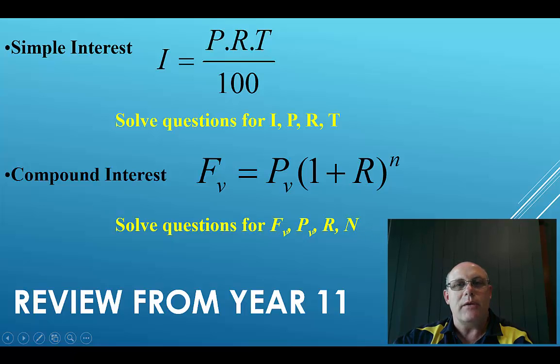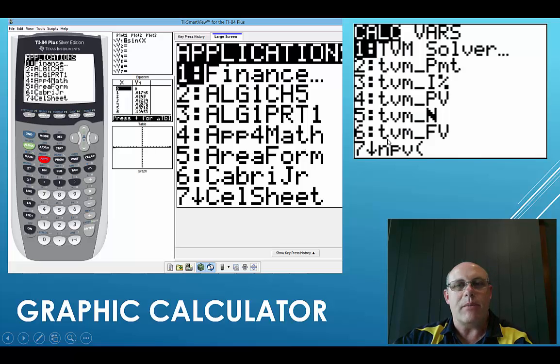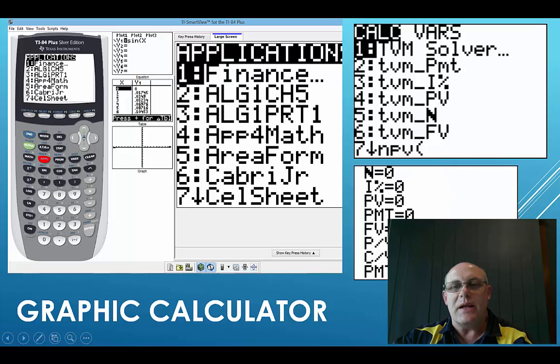Now, last year you would have used a formula and done it by hand. This year we're going to be using a graphics calculator. So if you don't have a graphics calculator, you're going to need to order one pronto, and you can see your teacher for a sheet to do that. When you go to your calculator, you need to press the app button, and that'll bring up the screen. If you press number 1, you'll get to the next screen, and we're going to use this for most of our calculations this year. Pressing number 1 again will bring you to this screen here.